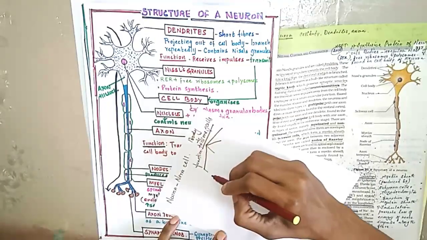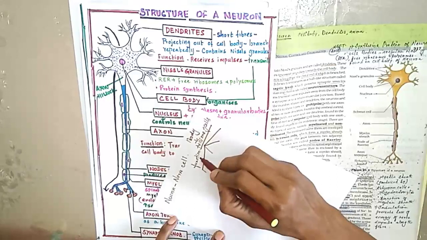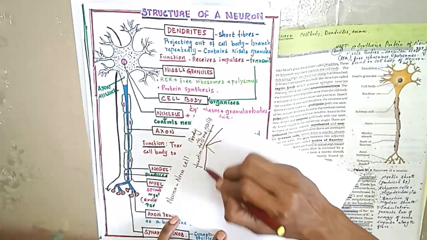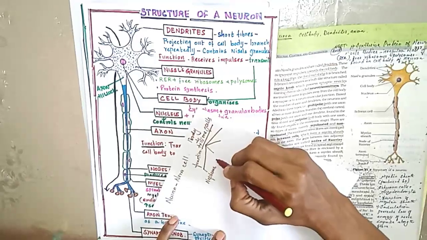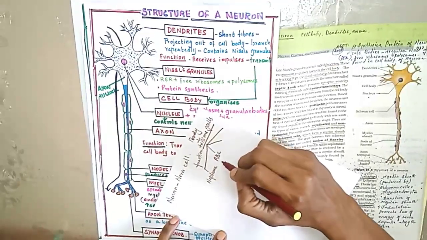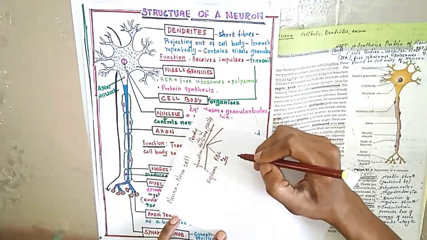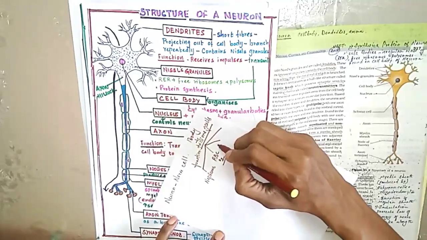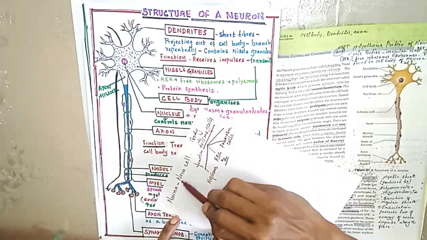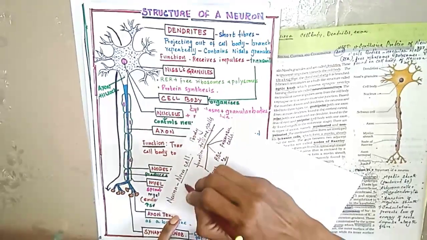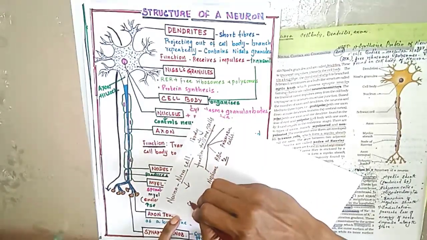For example, kidneys have cells which perform the function of filtration. So filtration function is performed by nephrons. You have blood cells, red blood corpuscles, which do the function of oxygen and carbon dioxide transport. Cardiac cells, you have pacemaker cells. Same way, nerve cell is a type of cell which does the function of carrying the messages.